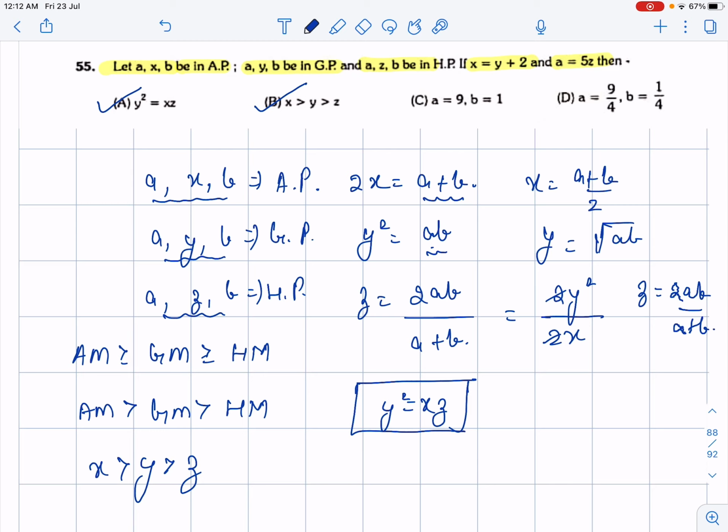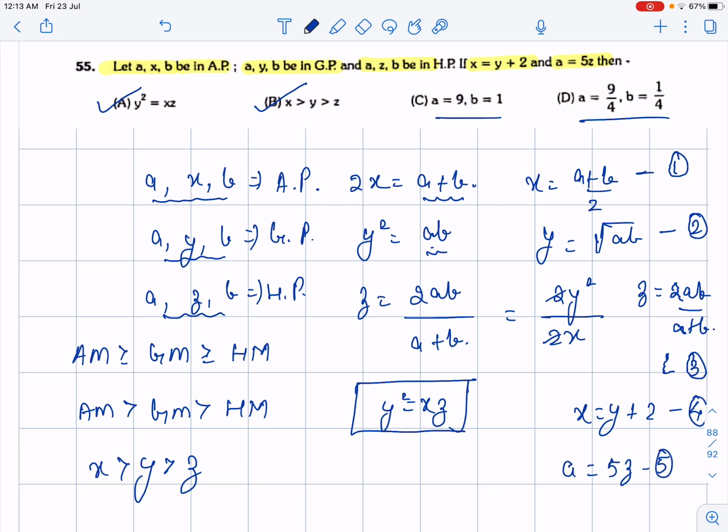Now let's move on to the third part. Either this would be holding good or that would be holding good, because they are showing the values of a and b, so one set of values of a and b will be right over here, not both. Let us assume this is our first expression, this is our second expression, and this is our third expression. And we have one expression given in the question, z is equal to y plus 2, that is our fourth expression. And a is equal to 5 times z, that is our fifth expression.